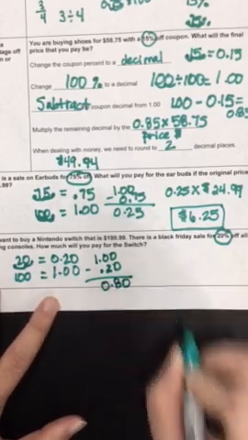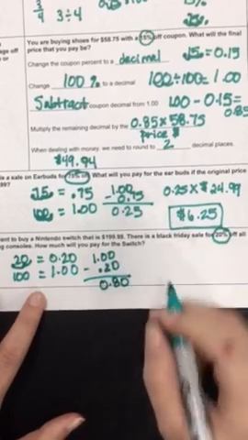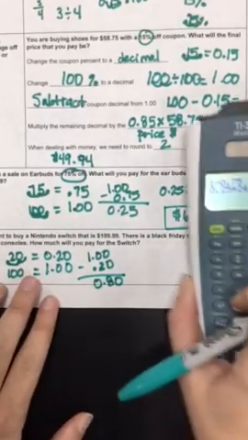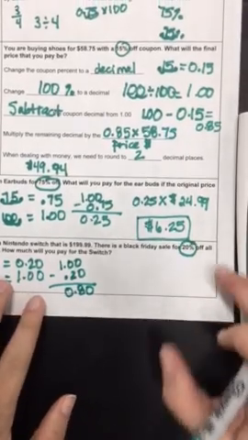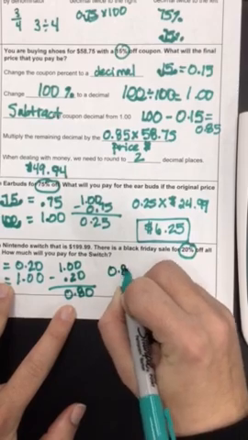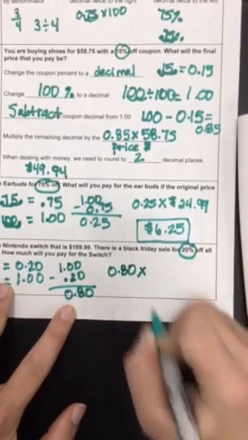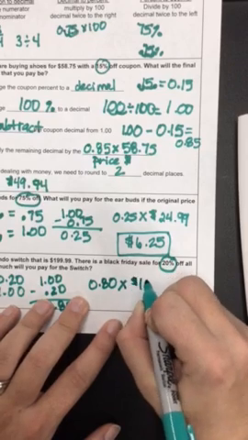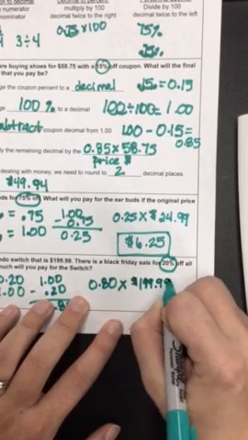So I am going to pay 80% of my price. Okay? Then I'm going to take this remaining decimal. Since I'm doing something of something, I know I need to multiply by that $199.99.